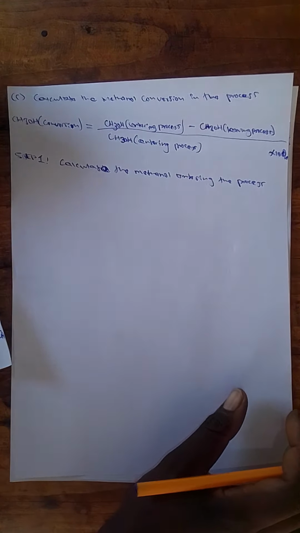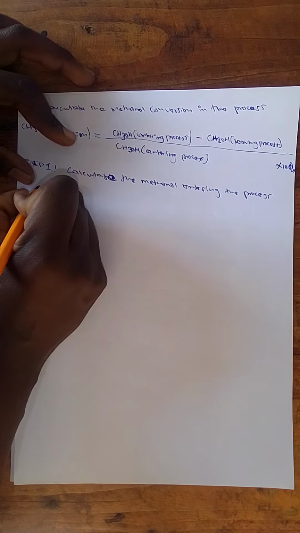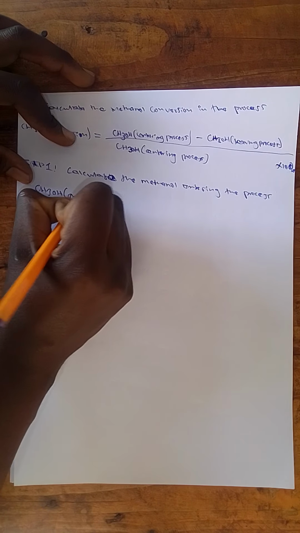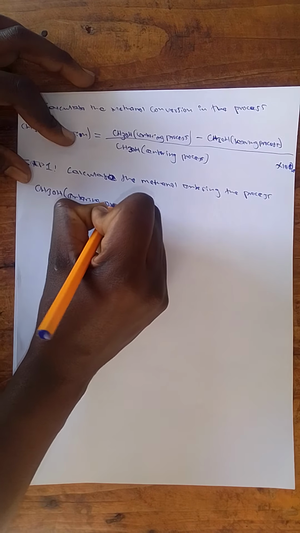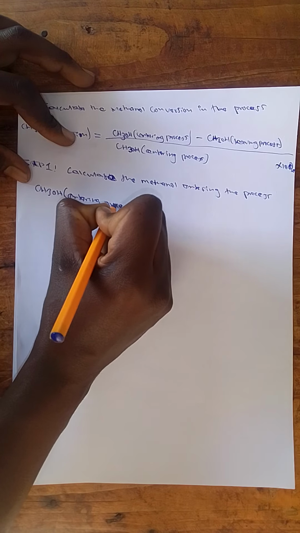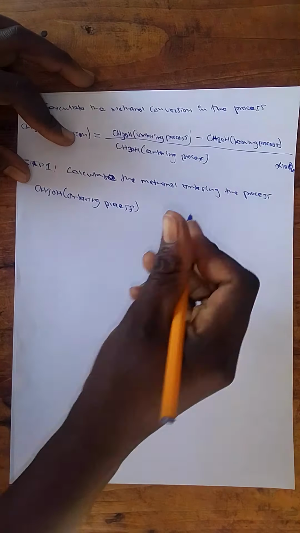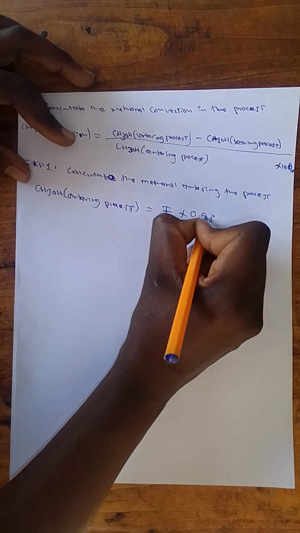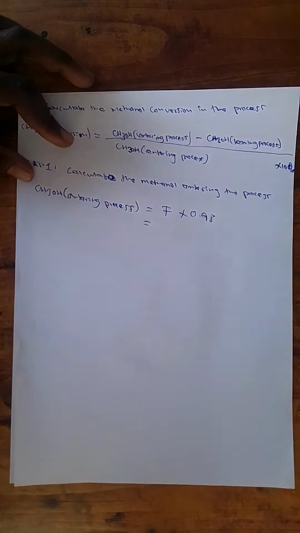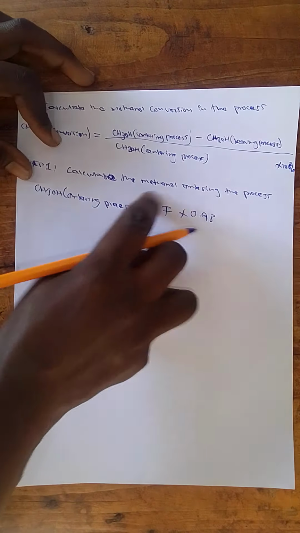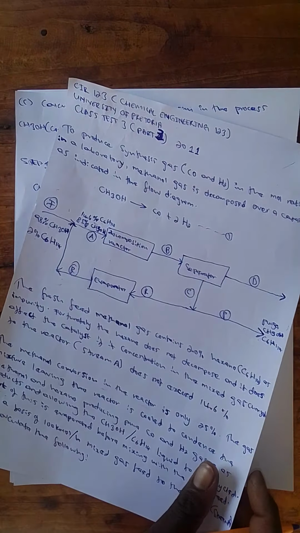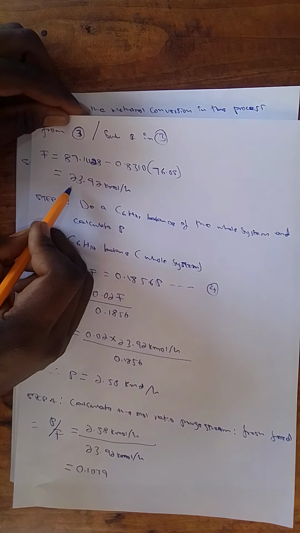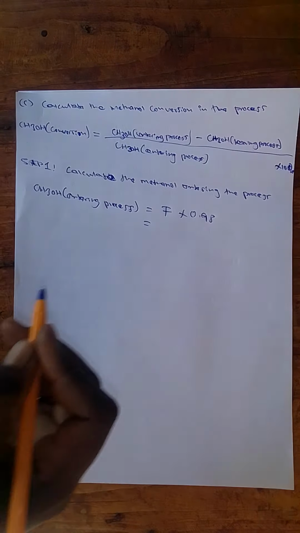And doing that, we can simply say CH3OH entering the process is equal to stream F multiplied by 0.98, 0.98 being the mole fraction of methanol. And now, what is our stream F? Earlier in the first part, we did a calculation on stream F, and we found stream F to be 23.92 kilomole per hour. So we can just substitute that.